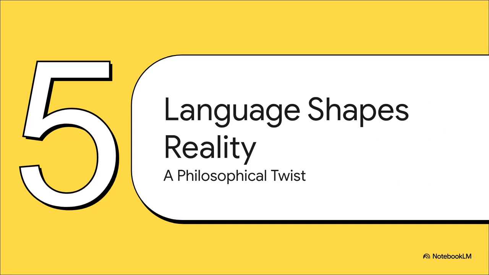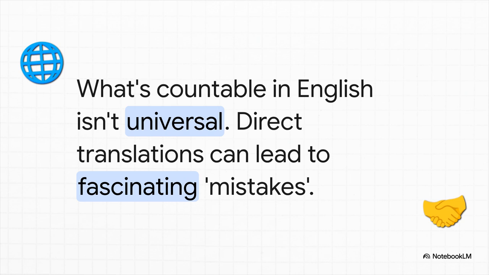Okay, let's zoom out for a second, because we started with what seems like a simple grammar rule, but this goes way, way deeper. This is actually about how language literally shapes the way we see the world. And here's a really important thing to remember. This is an English thing. What's uncountable to us might be totally countable in Spanish or Japanese or Russian.